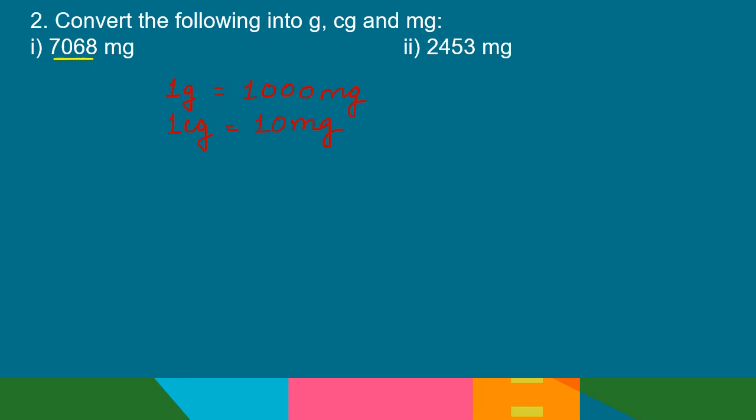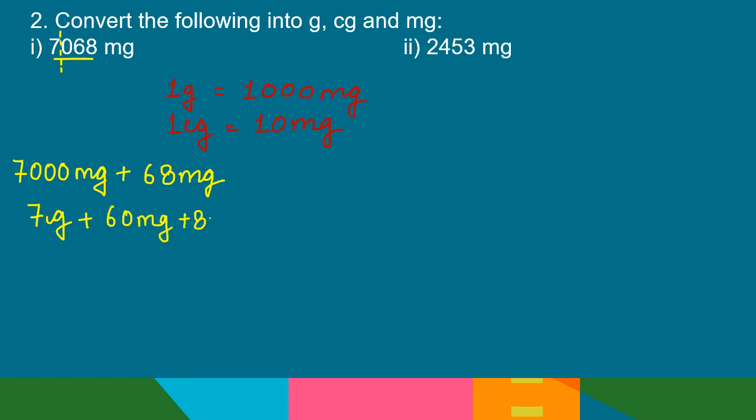So firstly we'll start with gram. 1 gram equals 1000 milligram. So break this number from the 1000 place. At 1000 place we have 7. It will be written as 7000 milligram plus the number left is 68 milligram. Now 7000 milligram means 7 gram, plus now this 68 will be written as 60 milligram plus 8 milligram, because we have to separate the ones place from the tens place.